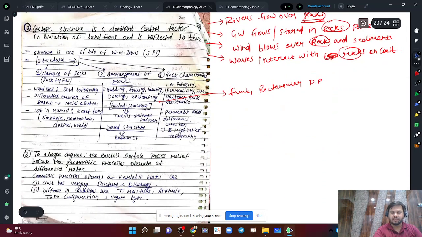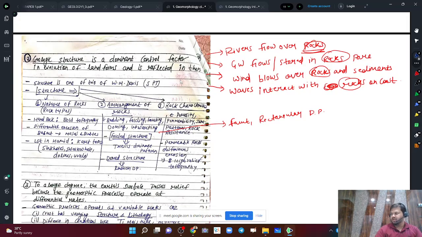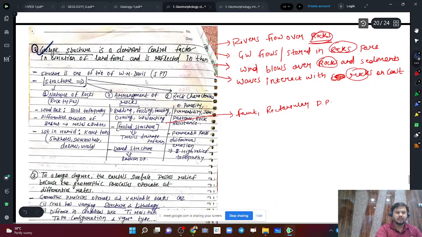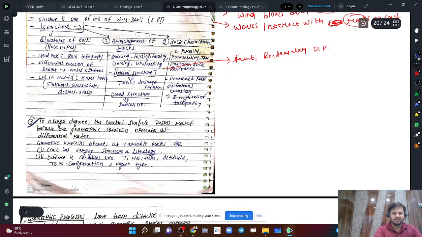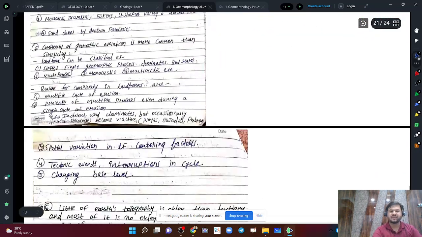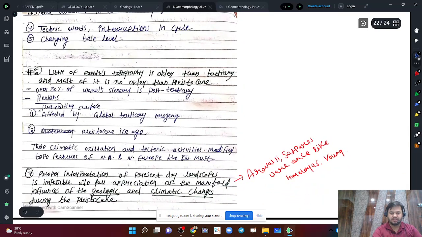So basically these are some of the principles. I'll try to explain a few of them which could be asked in the exam. Some of them are too detailed, too quantitative, which is not important for every exam, but this is one, then this is the one. So we'll go through them. This could be asked, and we'll discuss how we can write a better answer. Right now, this one is not given in most geology books. The statement is: little of Earth's topography is older than Tertiary, and most of it is no older than Pleistocene.